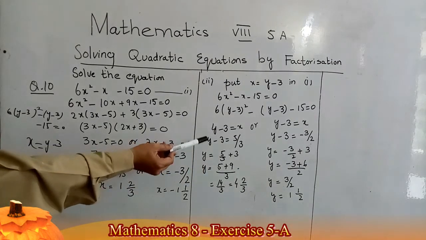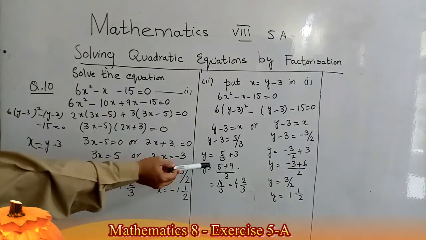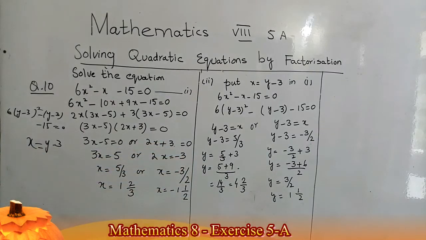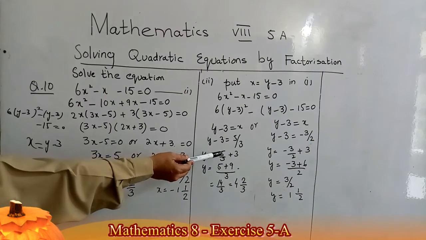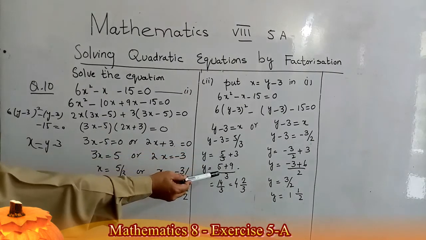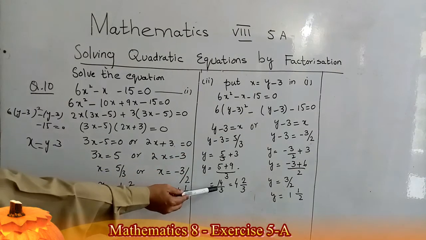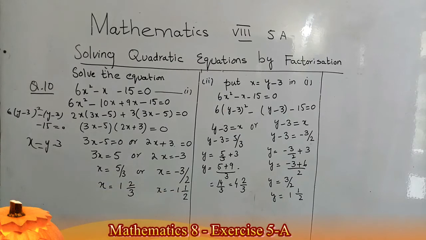Negative 3 will be positive on the right side, so 5 over 3 plus 3. Now I simplify the fraction, then I will have 5 plus 9 over 3, 5 plus 9, 14 over 3. We can write it as 4 whole 2 over 3.